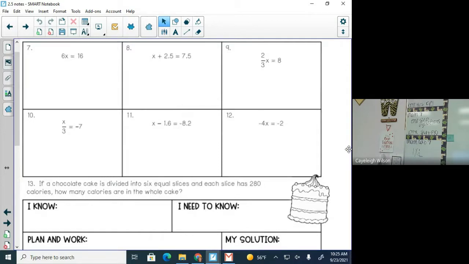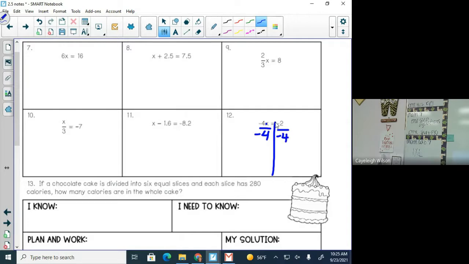So when we look at number 12, let's find the x. It's right here. And what operation is between this negative 4 and this x? Multiplication. So right here it says that x is being multiplied by negative 4. So if I wanted to get the x alone, I should divide by negative 4. So I'm going to divide both sides by negative 4, because whatever I do to one side, I have to do to the other side to keep it balanced.